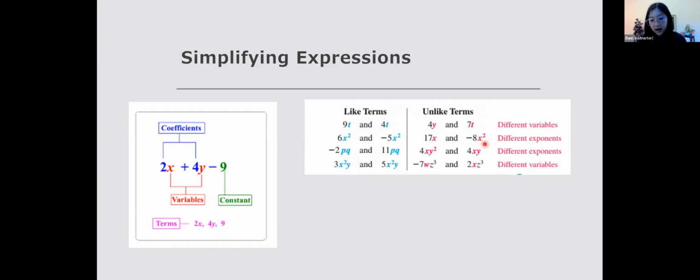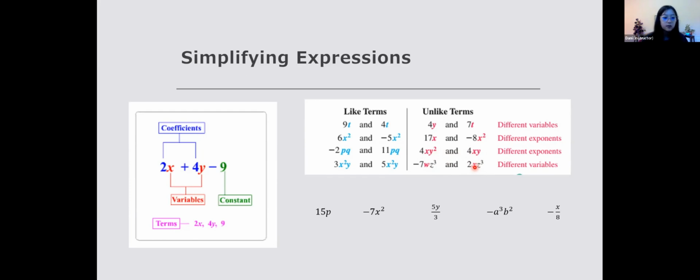And with x squared, even though they're both x's, this one has a different exponent, and that's why it's considered a different term. And here, x times y to the second power and xy are different, because in this one y is raised to the power of 2, which is different from just y raised to the power of 1. And here, it's the same thing as the first one. w and x are not the same variable, so they are unlike.